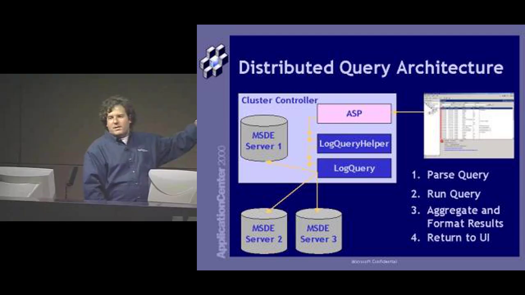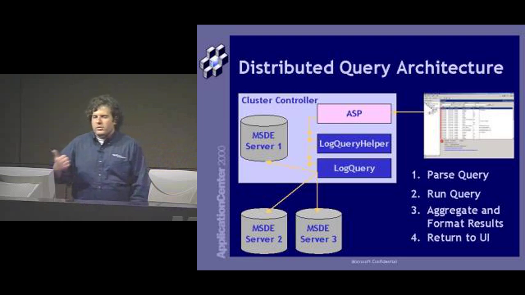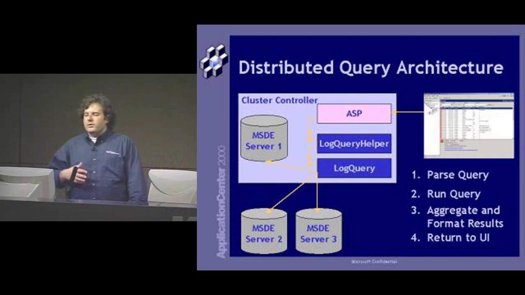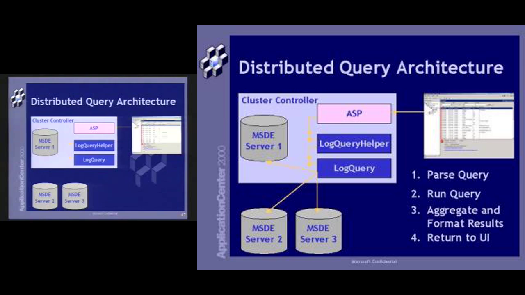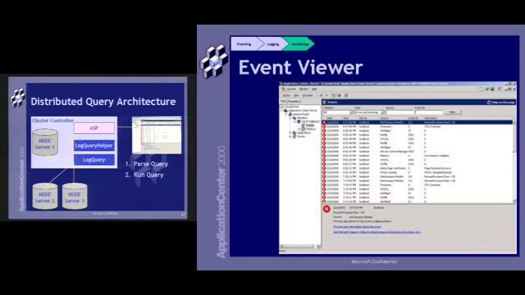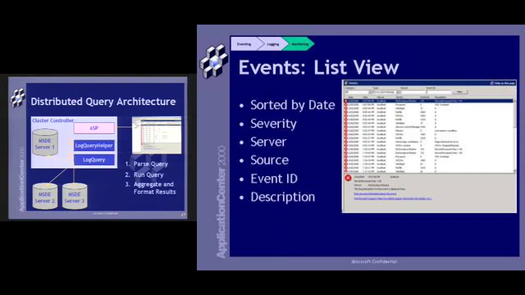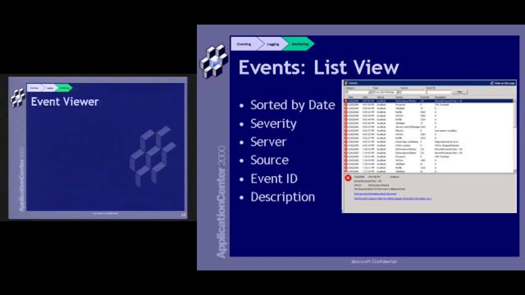And these run on the cluster controller. So you have MSDE on the controller machine, server 2 and server 3. So the UI makes a request to ASP, which calls our log query helper component, which parses the query and passes it to the log query component that runs the query across the cluster, gets the record sets back, and passes them back to log query helper, which aggregates and formats the results, and passes them back to the UI. So now let's see what gets passed back to the UI.